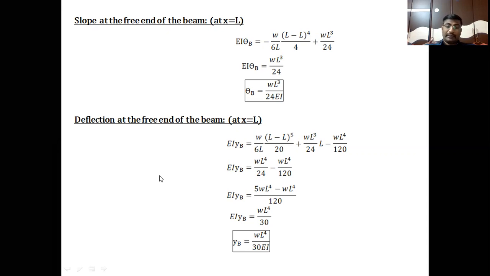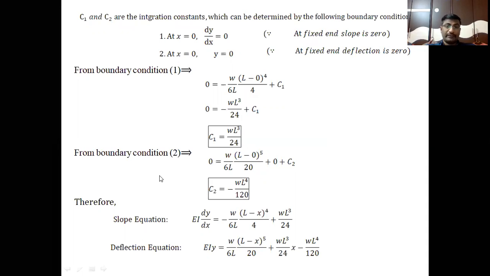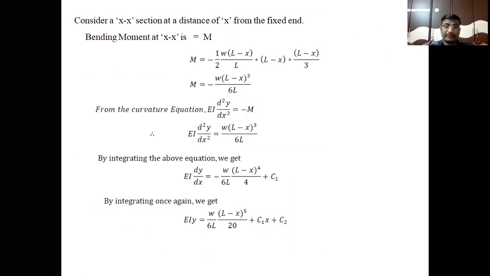Clear, students? Like this, any problem we can solve by the Macaulay method. This procedure is the same for all the problems.